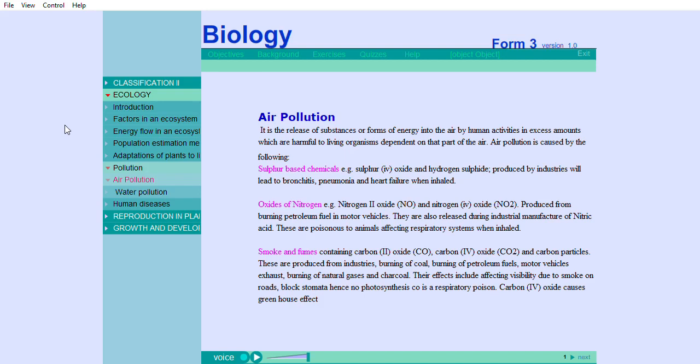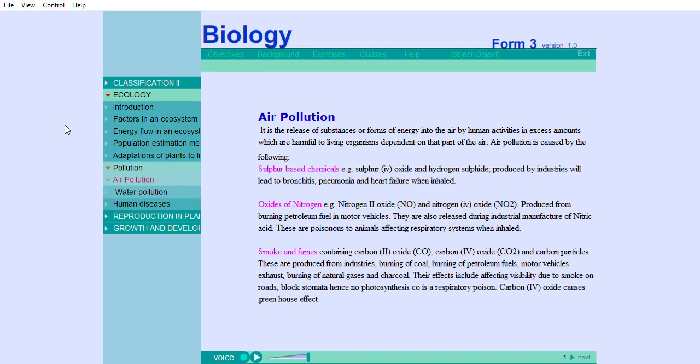Oxides of nitrogen, for example, nitrogen II oxide and nitrogen IV oxide, produced from burning petroleum fuel in motor vehicles. They are also released during industrial manufacture of nitric acid. These are poisonous to animals, affecting respiratory systems when inhaled.